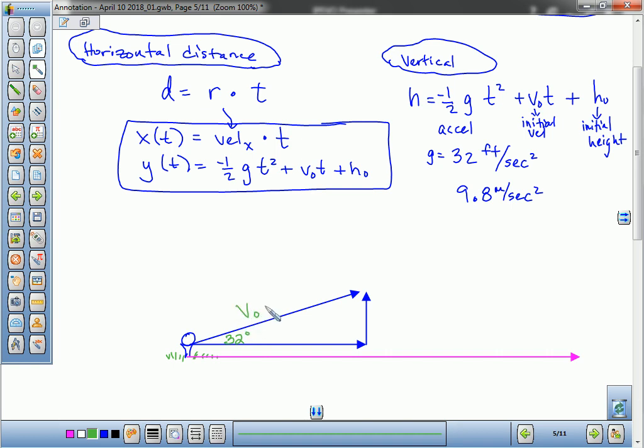I'm a little frustrated, so I'm going to go out and hit this with an initial velocity of 140 feet per second. You just did that in fourth period. Is that good?